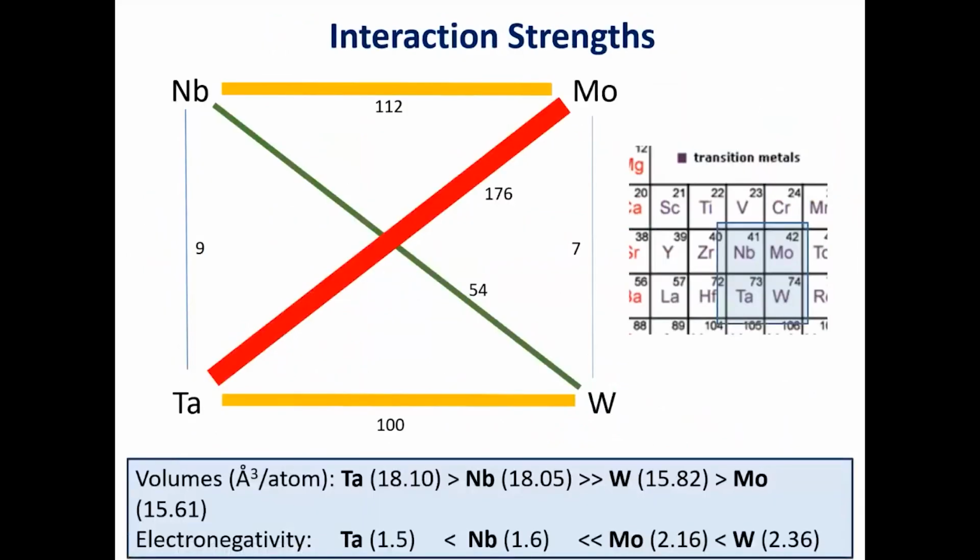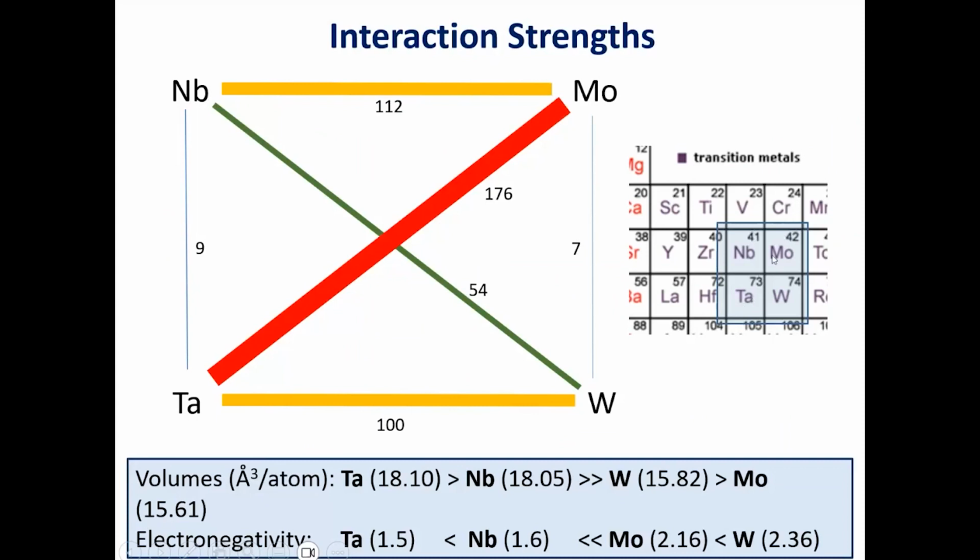So why does that happen? Well, we can calculate relative interaction strengths of these different species by looking at the behavior of binary alloys. And what we discover is that the strongest interaction is between molybdenum and tantalum, with a strong preference to be near neighbors. And then the next strongest preferences are between elements on adjacent columns of the periodic table.